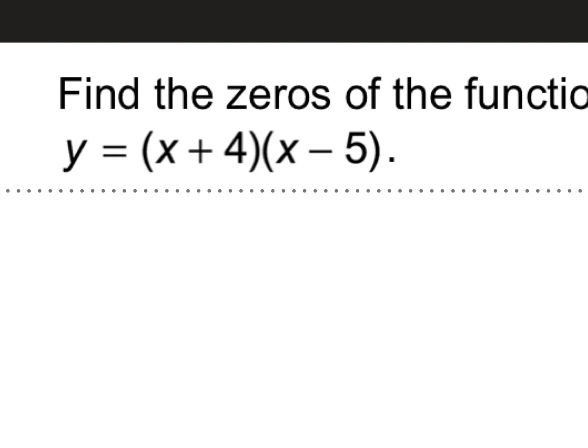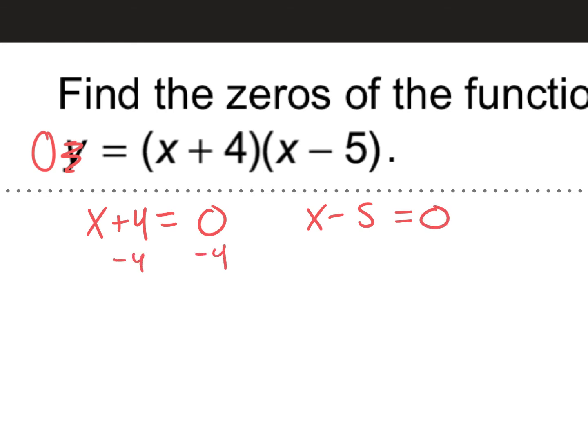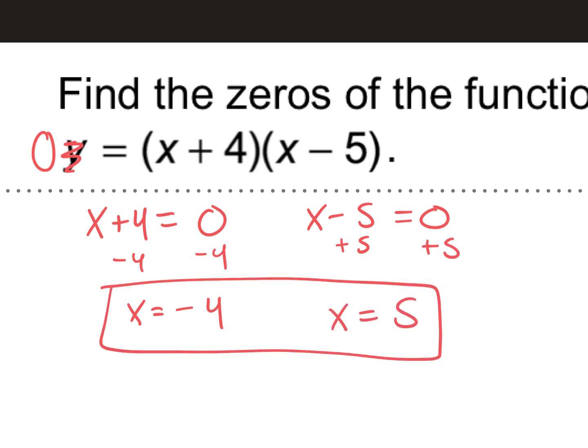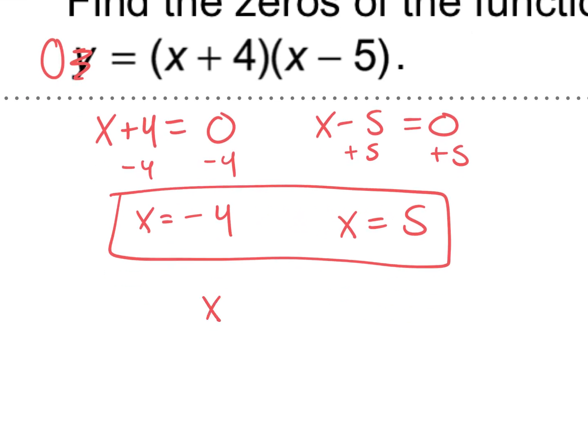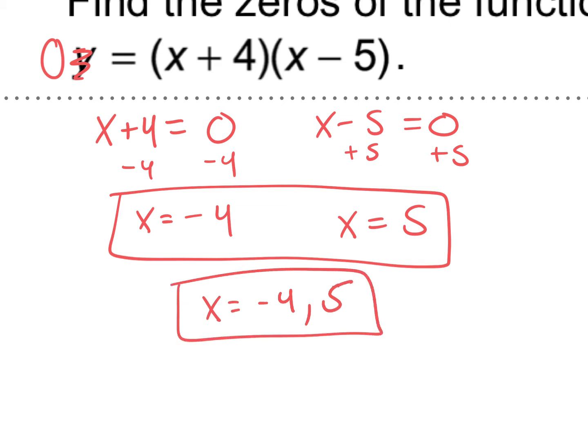So the next one, find the zeros. So we change y to be 0. And then what do I have to do? x plus 4 equals 0, and x minus 5 is equal to 0. So then we just solve for x. Subtract 4 on both sides. So x is equal to what? Negative 4. And add 5 to both sides. So x is equal to 5. So those are our two answers. So if you wanted to, you could write it as x is equal to negative 4 and 5, like this. This is the same thing. You can write it either way.